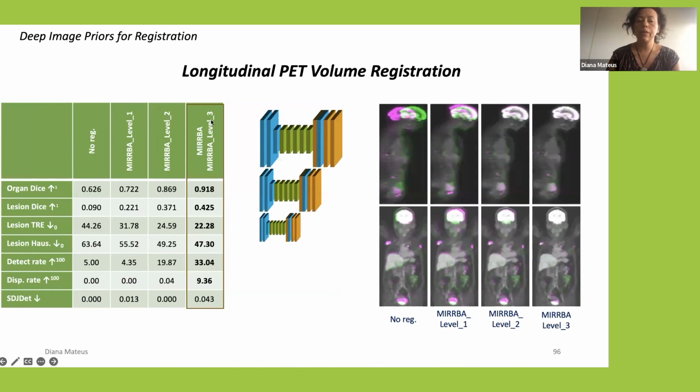And when we compare the coarse-to-fine type of architecture, one of the experiments that we did is whether we need 1, 2, or 3 levels of depth, and you see here the results. So you see how progressively, this is no registration, this is with one level, 2 levels, and 3 levels. You see that they match quite nicely.